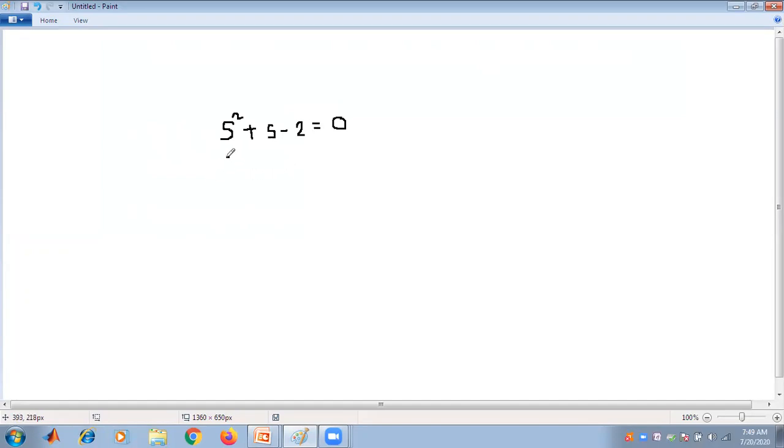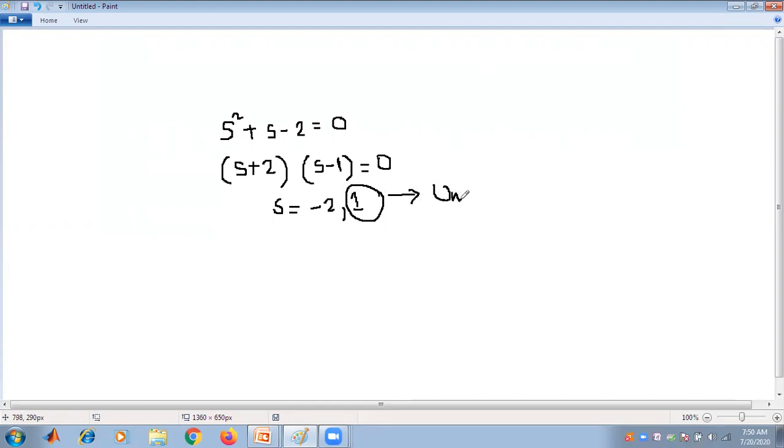So what are the values of s that we are obtaining? It can be written as s plus 2 into s minus 1 equal to 0, by middle term factorization. So the values of s are minus 2 and 1. It is clear that one of the poles, that is plus 1, lies on the right hand side of the s plane. So from that particular characteristics polynomial, we can say that this system is unstable.